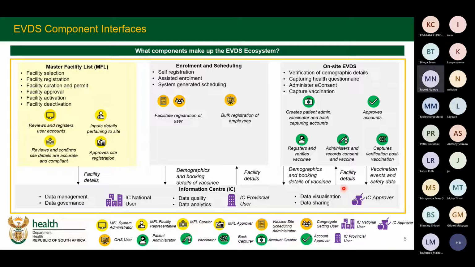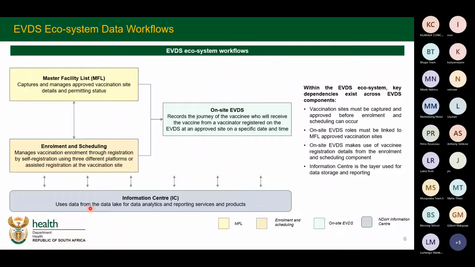So what happens with the information center is that we have data management and data governance, data quality and data analytics, data visualization and data sharing. So those are some of the processes that are happening on the 4 components of the EVDS. We can see that the starting point has to be registering facilities onto the system. The MFL captures and manages approved vaccination sites, details and permitting status, whilst the enrollment and scheduling manages vaccination enrollment through registration by self-registration using 3 different platforms or assisted registration at the vaccination site.